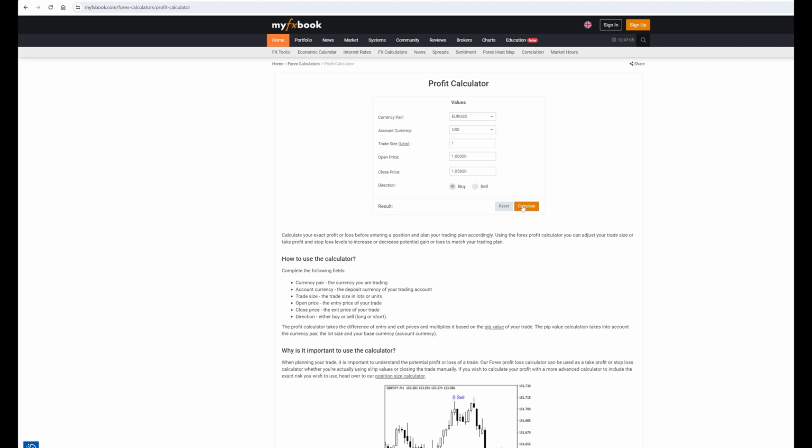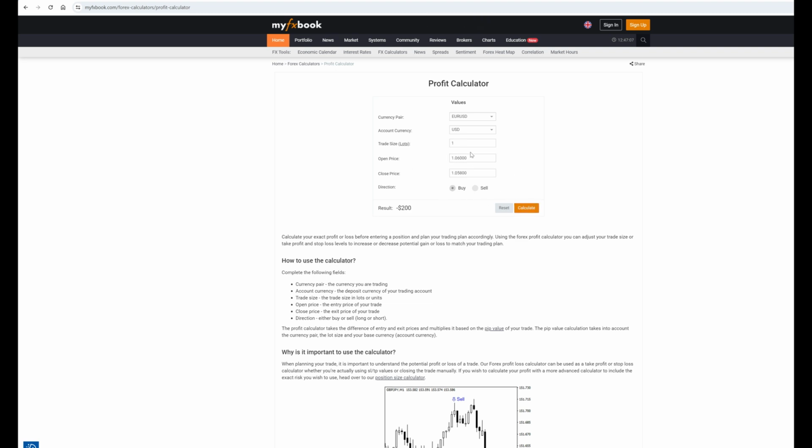So let's calculate then. As you can see, if the market hits our stop loss with one lot, we are risking to lose $200. Okay, which is 2% of a $10,000 account, or it can also be a little bit higher, like 4 or 5% if your account is $7,000, for example.